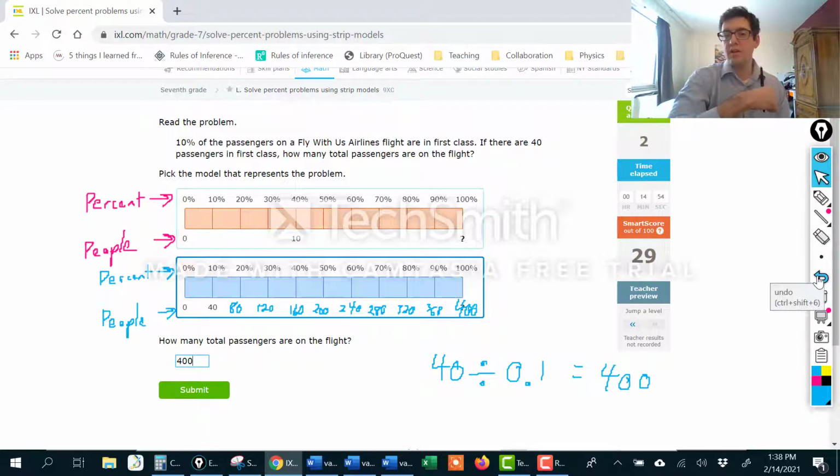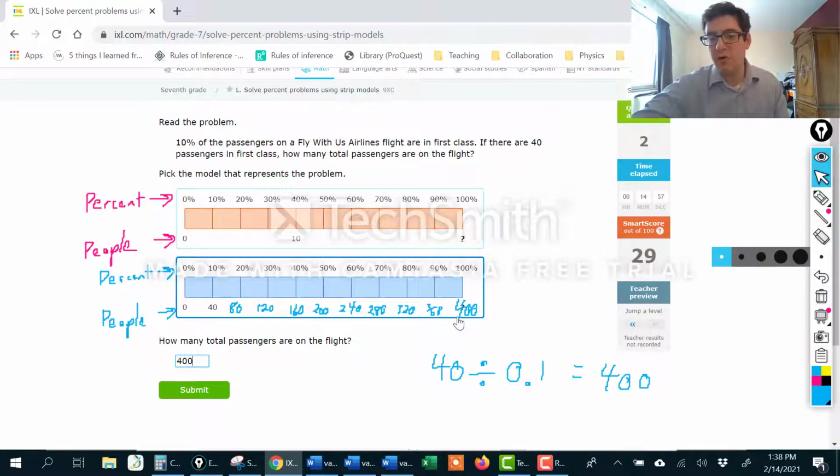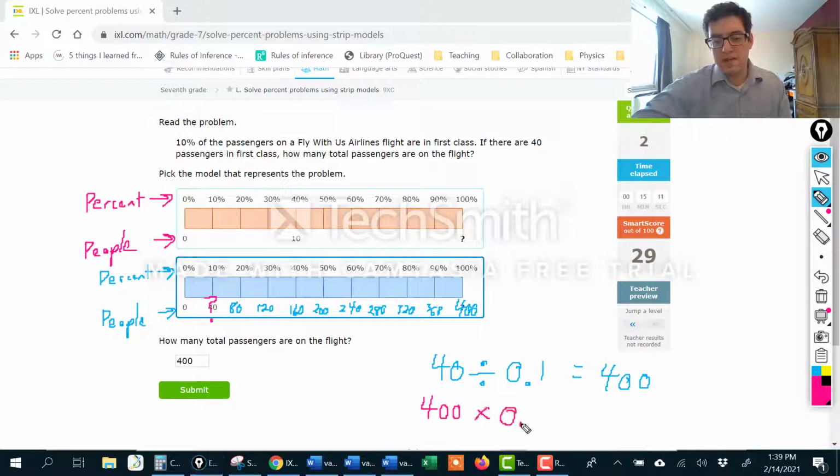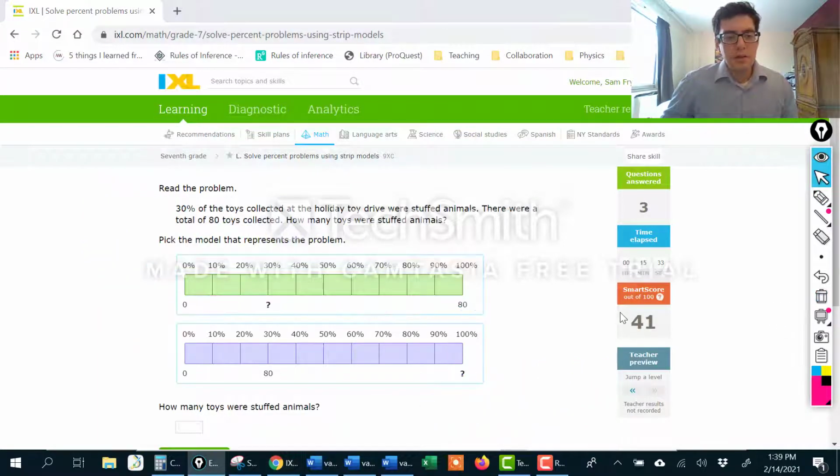If I had been going the other way, if I had been given the total number of passengers and told that 10% are in first class and I wanted to know how many people that was, then I would have done 400 times 0.1, which would be 40. So if we're given the part and the percent and we want to find the whole, then we divide. If we're given the whole and the percent and we want to know the part, then we multiply. Okay, so submit there.